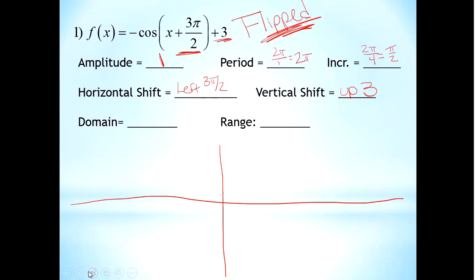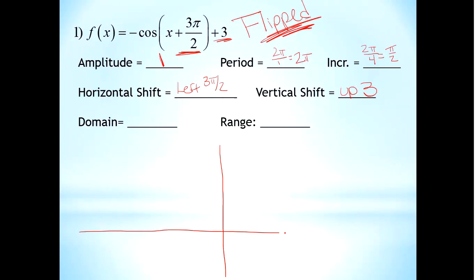Looks like I gotta go up 3. So actually, you know what I'm going to do? I'm going to make this go down a little bit. There we go. I'm going to go down here. Alright, now to find my vertical shift, I'm going to count up 3. 1, 2, 3. So this is going to be my new midline. So let's go ahead and draw a line here. Okay, that's my new middle.